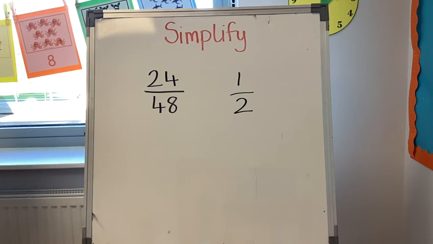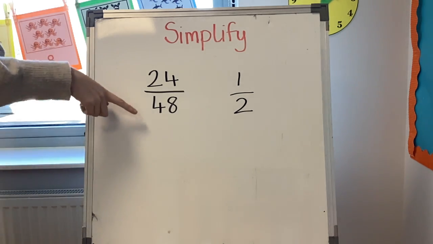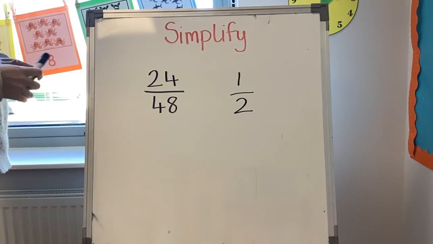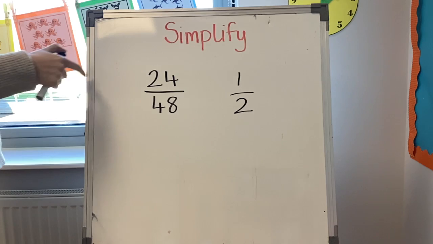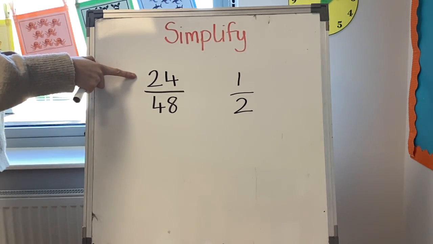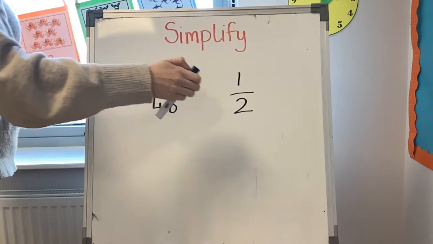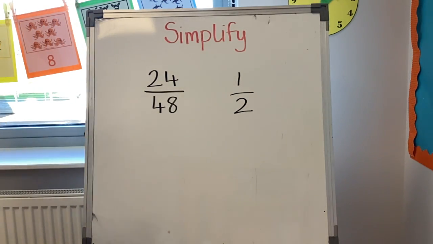We can simplify fractions by using division, where we divide the numerator and the denominator by the highest common factor, which means that we divide by the biggest number that we can divide both the numerator and the denominator by. So in this case, the biggest number that I can divide 24 and 48 by is in fact 24. If I divide 24 by 24, I get 1. If I divide 48 by 24, I get 2. Let's look at another example.